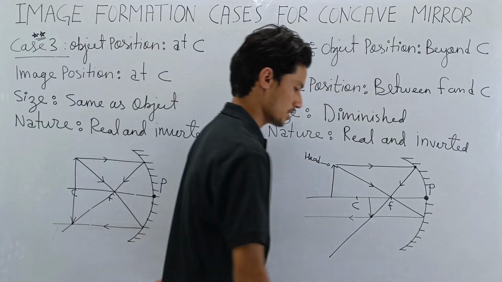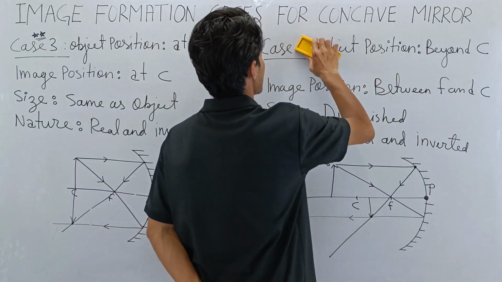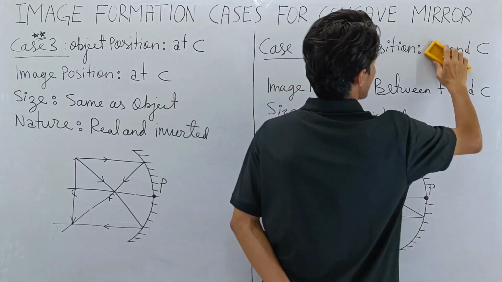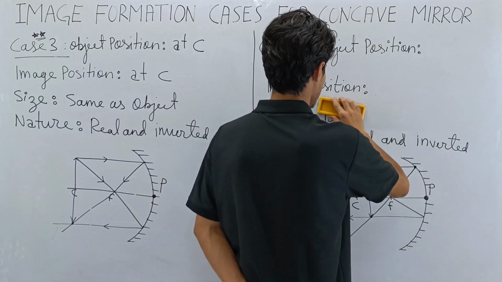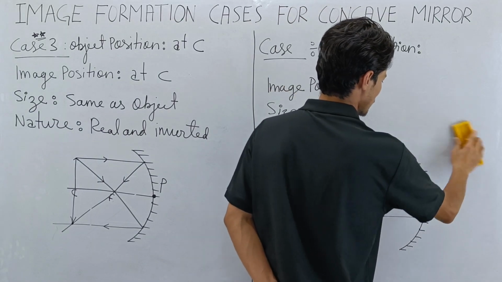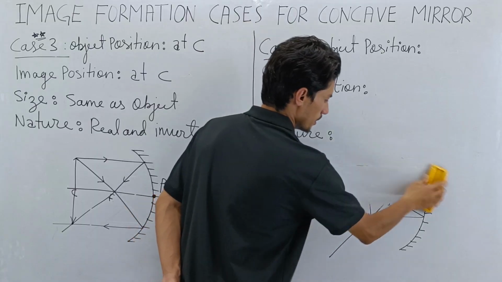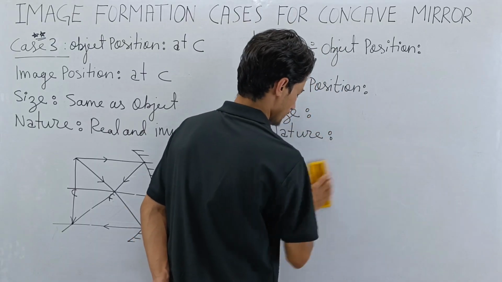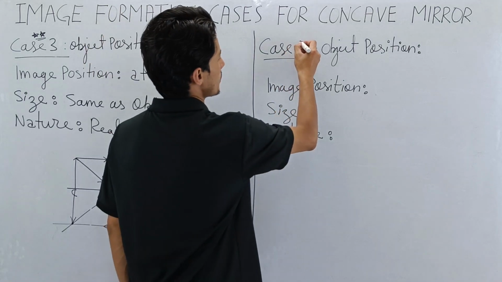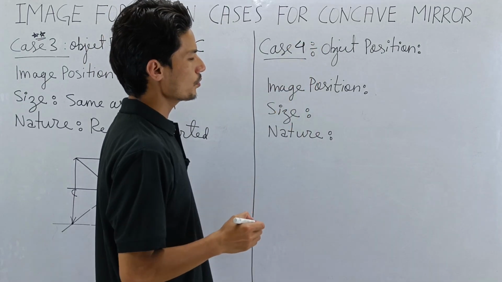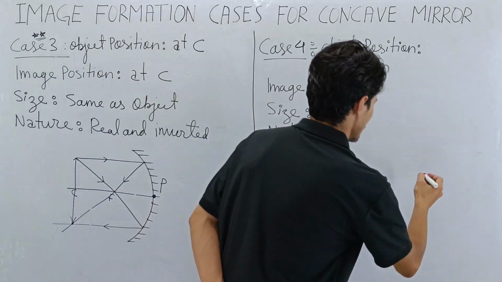Now let's go to case 4. So let me erase this object position. Let's erase these things. Let's also erase the ray diagram. Case 4 now. Where will the object be? So let's draw the ray diagram first.